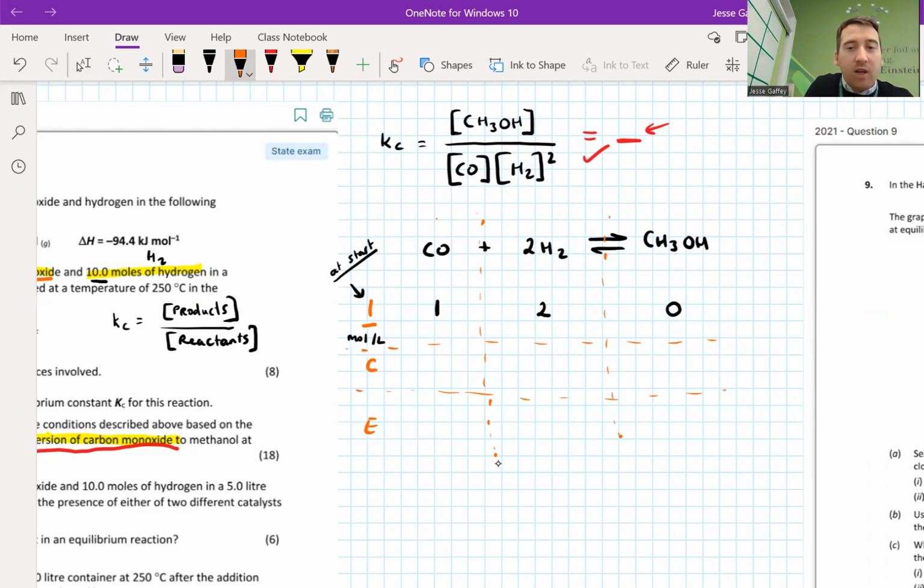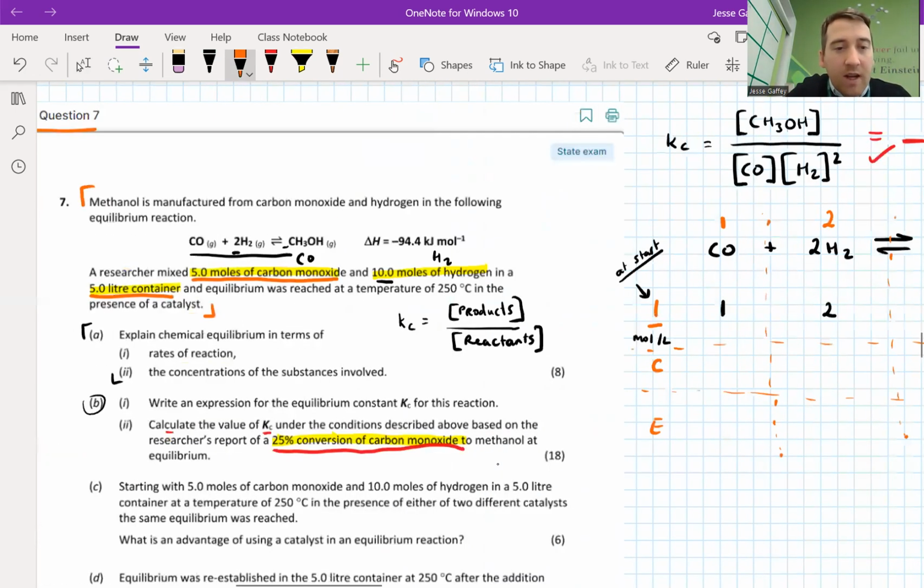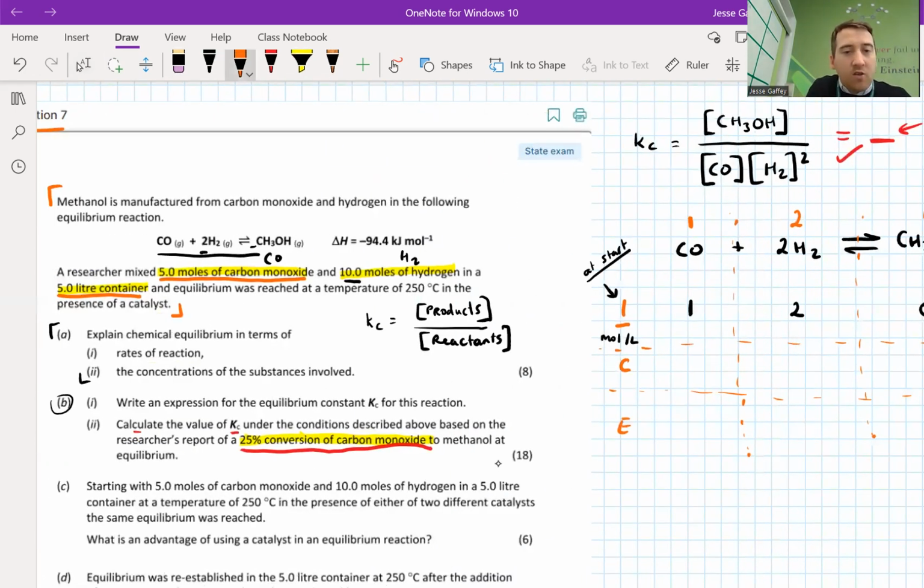Another thing to note is we know how to do our molar ratio. It's 1 mole of H2 to 1 mole of CH3OH. Let's go back over here and see, do we have any more information? We've got our concentration of that. We've got our concentration of that. We know that that's 0. What else can we figure out? Well, the next piece of information we could use is down here. It says that the researcher reported a 25% conversion of carbon monoxide to methanol.